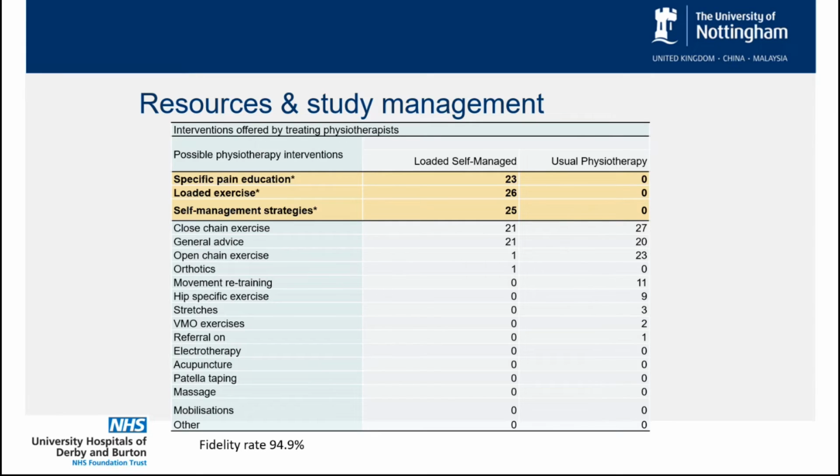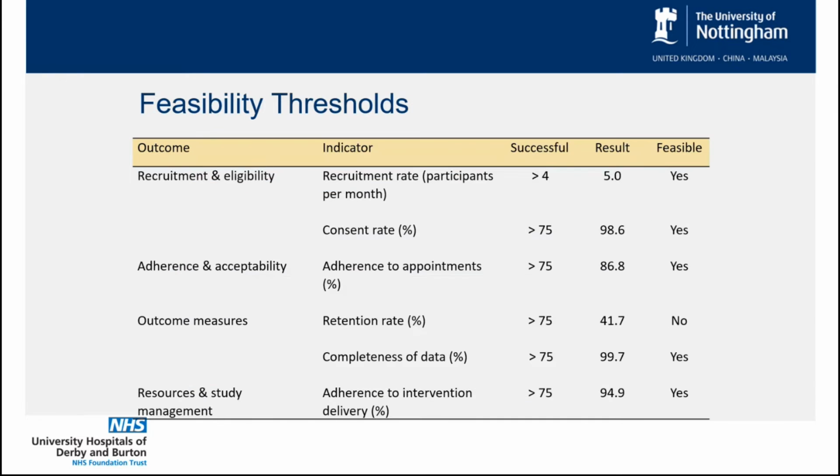So we had a fidelity rate of 95%. And then of usual care, the physiotherapists delivering usual care, did they not deliver that intervention? We had a really good result on what's called contamination. So did the intervention leak into usual care, which it didn't? So that was a good element of the feasibility trial.